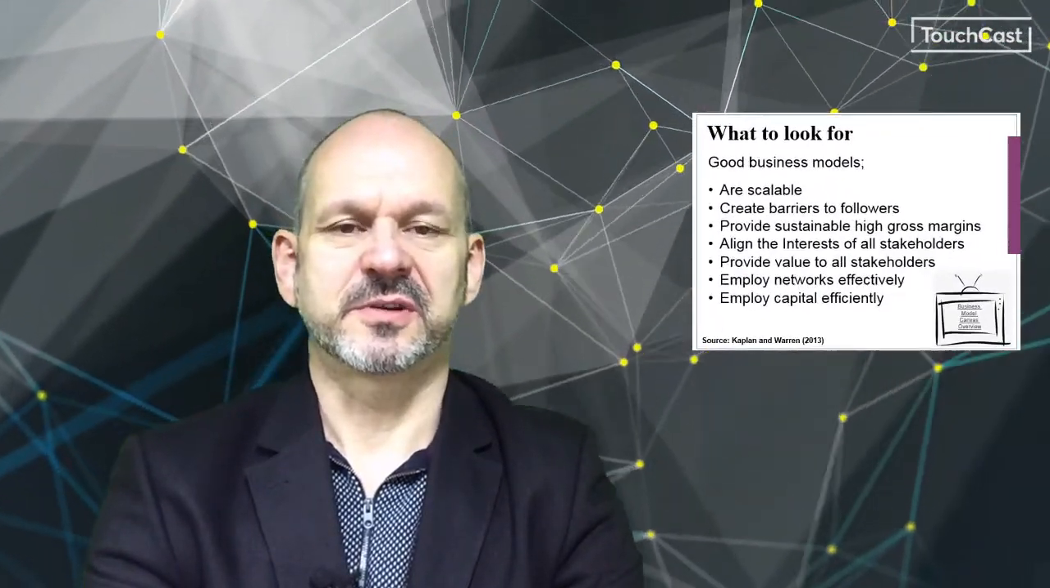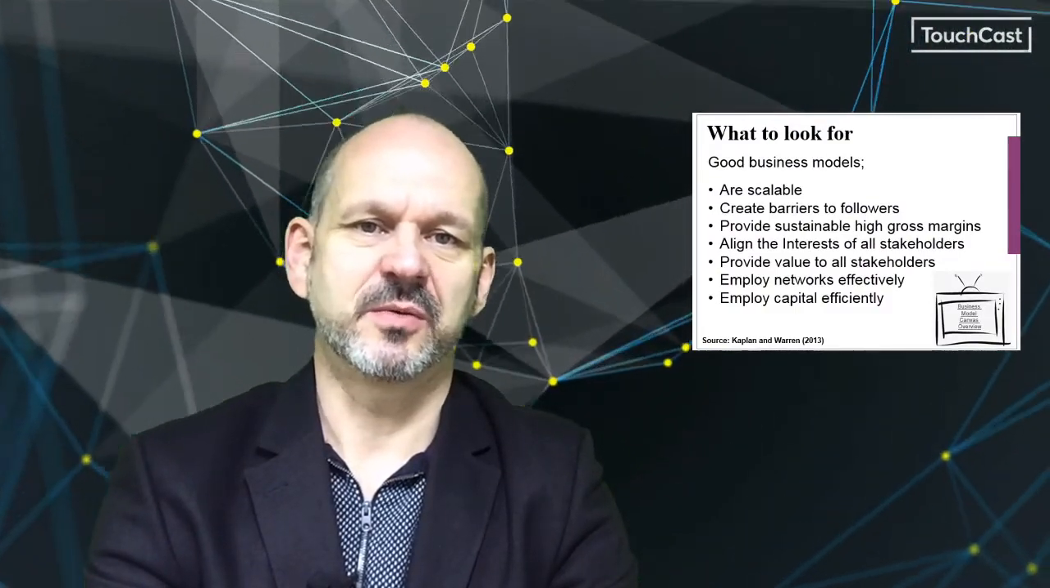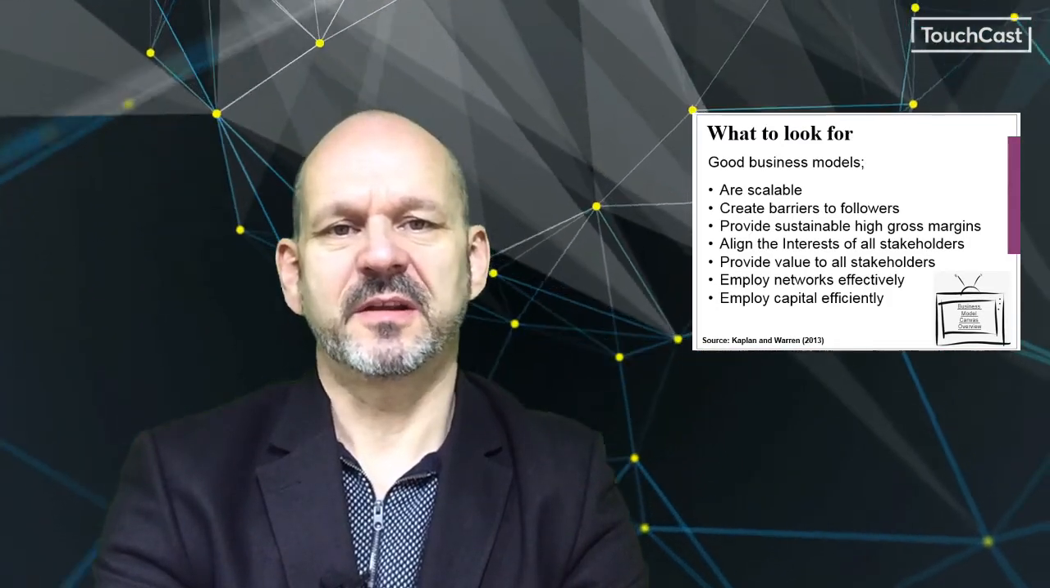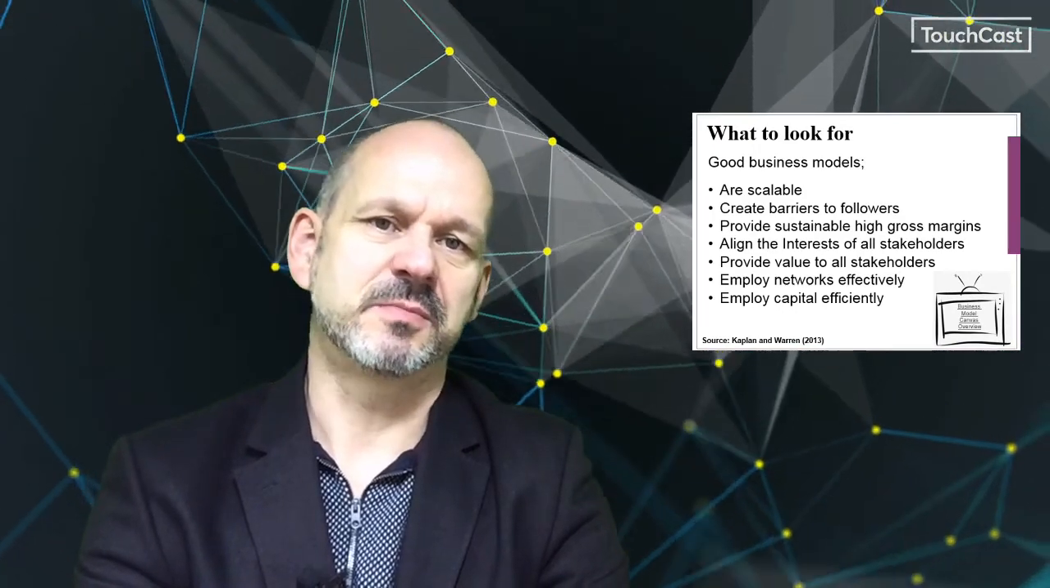Now, according to Kaplan and Warren, good business models are scalable, they create barriers to followers, they align the interests of all stakeholders, provide value to all stakeholders, employ networks effectively, employ capital efficiently, and provide sustainable high gross margins.